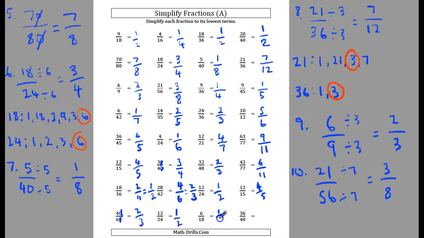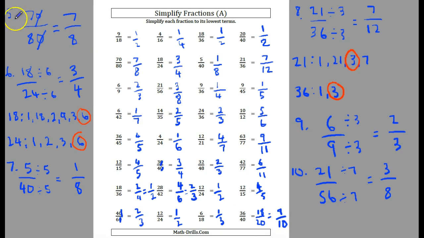6 and 18 becomes a third, and 36 and 40. Last one, ending on it. 18 over 20. 9, 10. So 5, no, not 5, sorry. Okay, so the way I would do this is I would just say, oh, I know I can halve both of them. So if I halve 36, I get 18, 18 over 20, and I can halve them again, so 9 over 10. Okay, so sometimes there's a simpler way to do it.